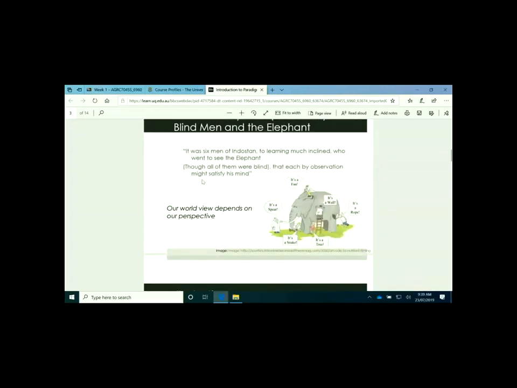This is an old cartoon about a blind man having a look at an elephant, and it's a little bit the same way. When we're doing research, we are investigating the unknown, something we don't know anything about, and in some ways we're groping around in the dark trying to find answers. But depending on where we start, or our perspective, we can have a different view of that question. So our view of the world depends on our perspective.